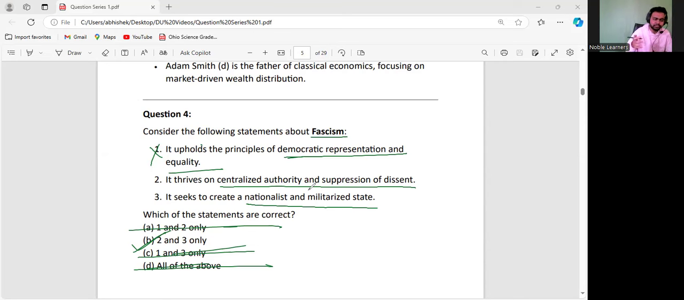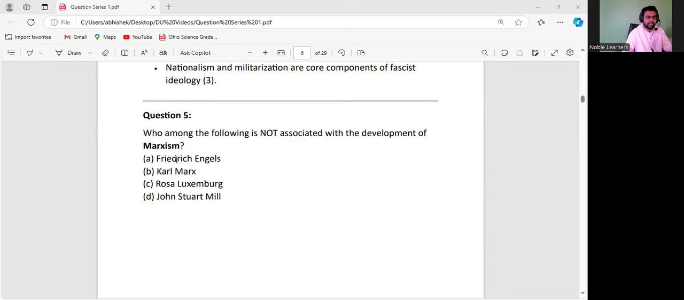Obviously, centralized authority is the essence of fascism, and you cannot disagree with your leader. You can't show your dissent. If you show dissent, they will suppress you, send you to jail, punish you, everything. And they try to create a nationalist and militarized state, because military and nationalism are very important tenets and key features of fascism. So let us go to question number 4. Sorry, this was question number 4.